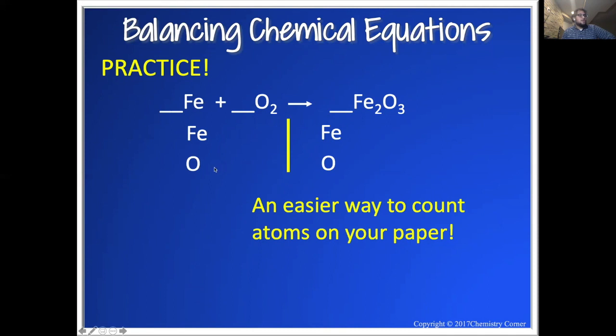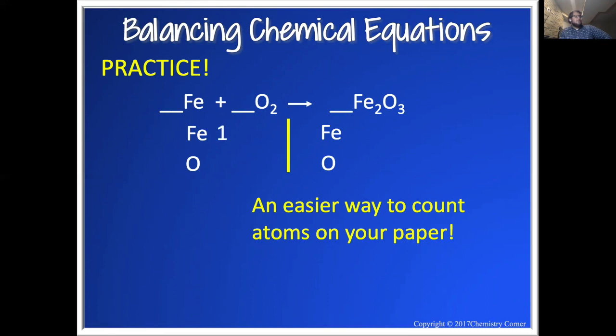So then down here in my chart, and this is kind of off to the side on your paper, you make a little line, or maybe underneath the equation, you make a little line right where the arrow is, and then you list out all the elements that you have in your equation. So I've got 2 elements, I've got Fe and I've got O, and they show up on both sides of the equation. So I'm going to keep track of the number of each element with this little line graph. It's kind of just a shorthand way of counting these atoms.